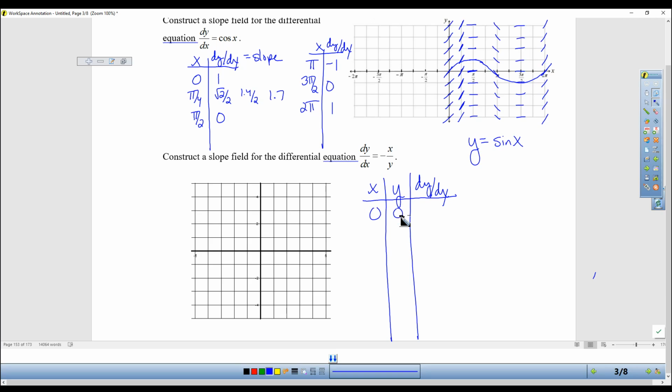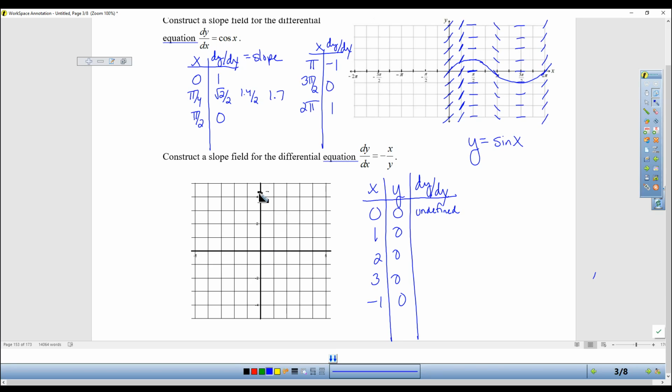Ooh, but I can't, because 0 divided by 0 is undefined. You can't divide by 0. So the slope is undefined at every y equals 0. So I could do 1, 0, 2, 0, 3, 0, -1, 0, and they would all be undefined. So because there's a million points to plot, you're definitely going to have to look for patterns like this.